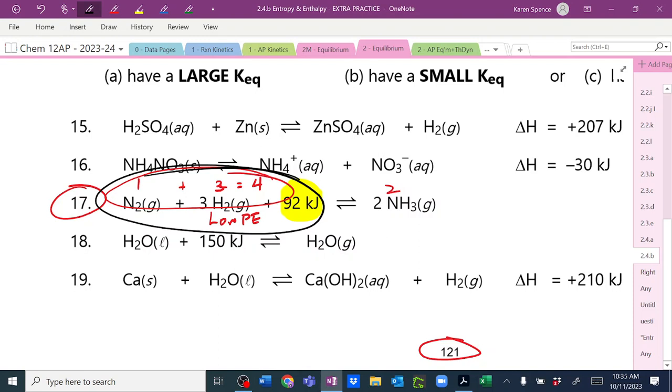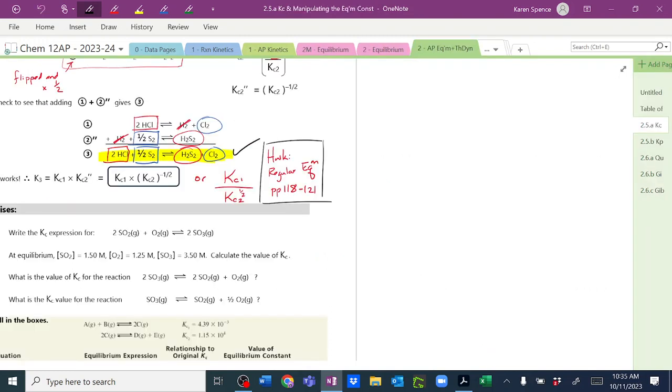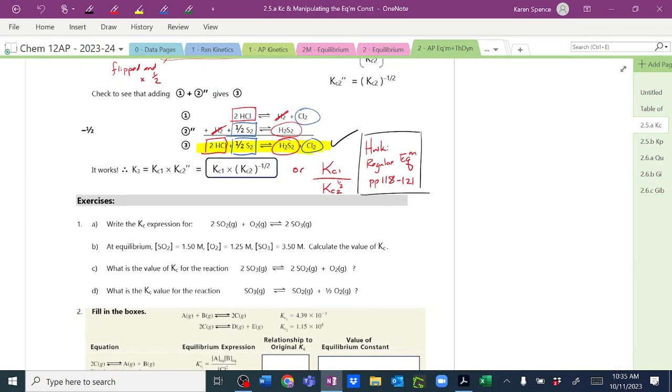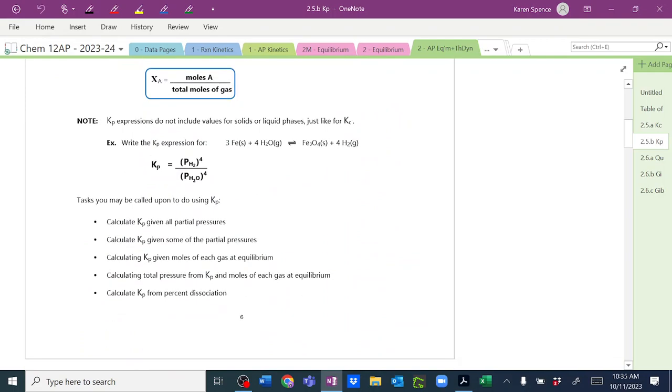Okay, in that case, let us go to our little AP extras, and we're going to go to 2.5b, which is on page 6.